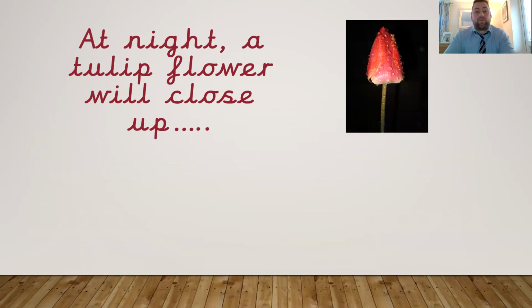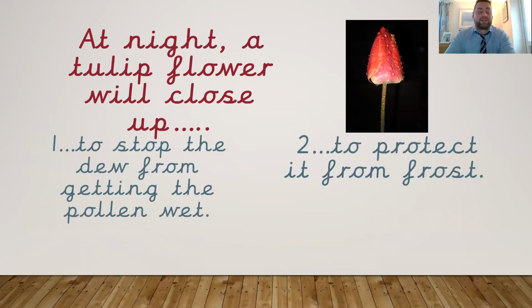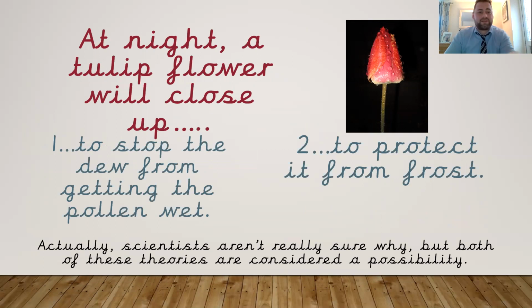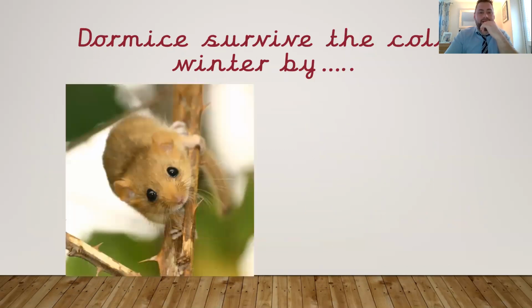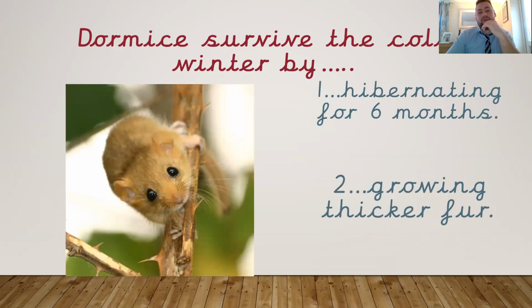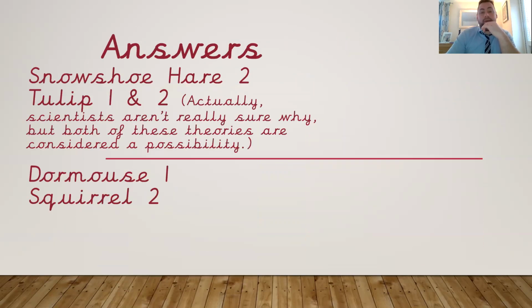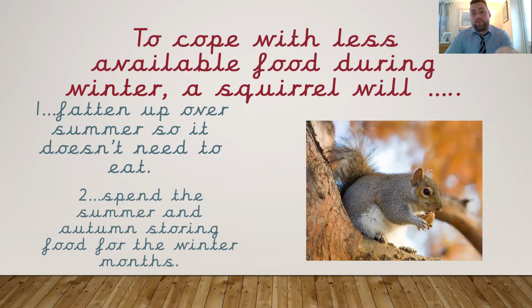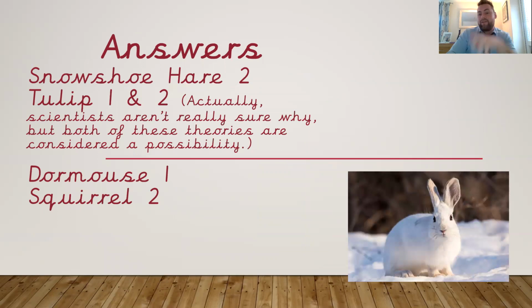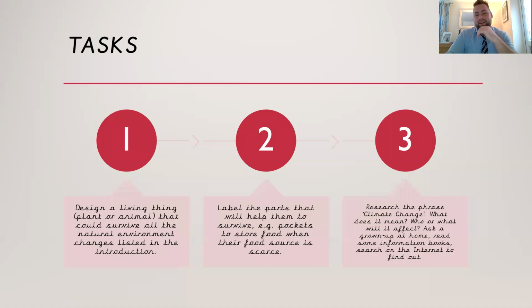At nighttime, a tulip will close up because both of these reasons are acceptable. To protect it from frost and to stop the pollen getting wet. Now, dormice survive the cold winter by actually hibernating for 6 months, and a squirrel will spend the whole of their summer and autumn collecting nuts and storing them in places so that when it comes to winter, they've got lots of food to keep them nice and warm and keep their energy up. So well done if you got all of them correct. And there is a picture of the snowshoe hare in the winter.